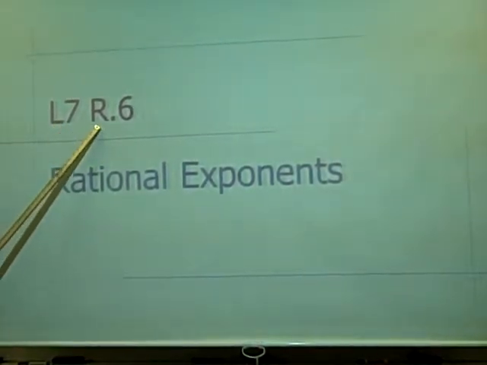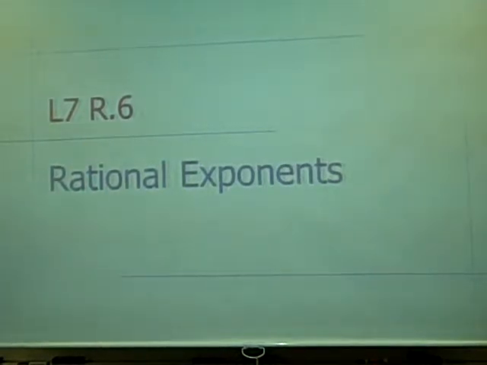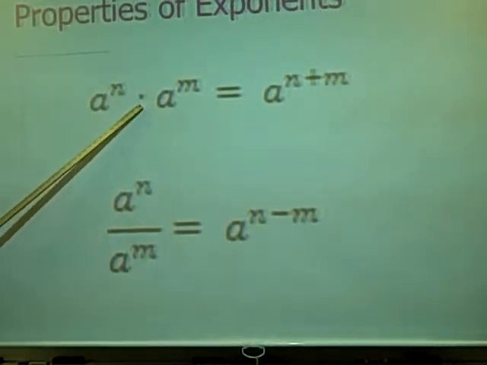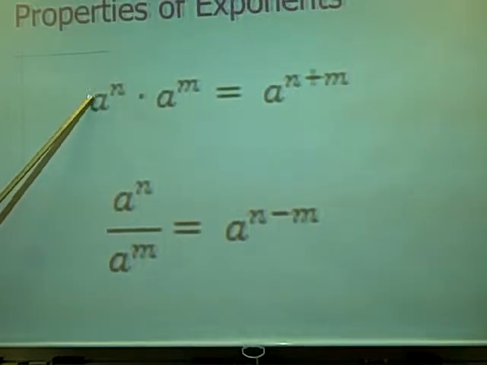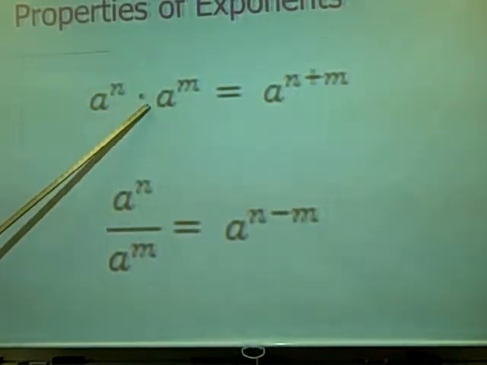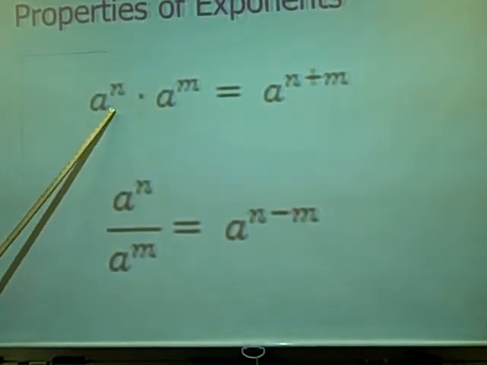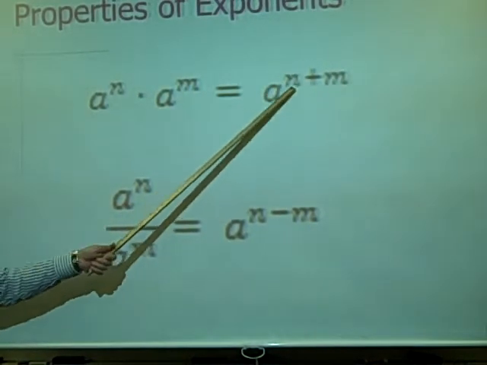This is lesson 7.6, rational exponents. In this lesson, we're going to be working more with exponents. We have two exponential expressions, a to the n times a to the m power. When we multiply the bases, we add the exponents.